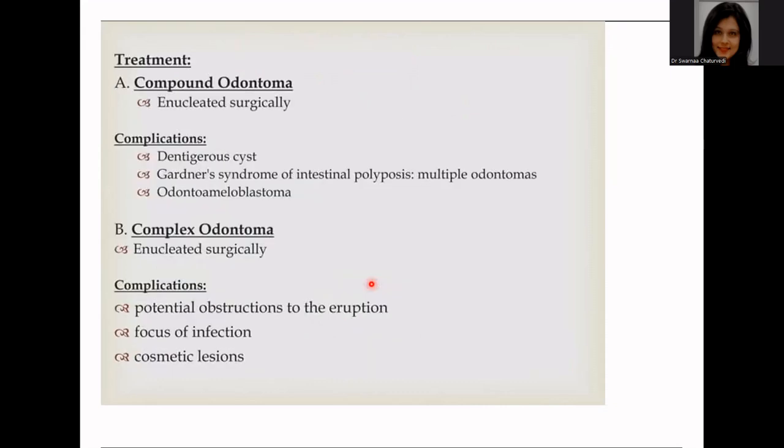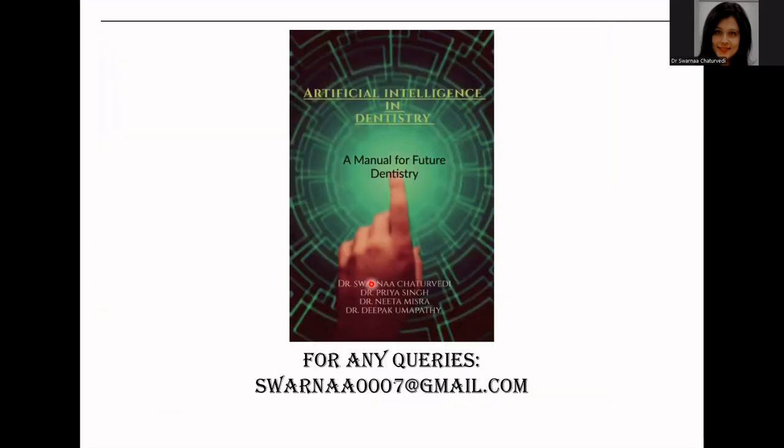Compound odontomas are treated by surgical enucleation, and the complications they have are dentigerous cyst, Gardner syndrome of intestinal polyposis, multiple odontomas, and odontoameloblastoma. Complex odontomas are also enucleated surgically. However, here the complications that we come across are potential obstruction to eruption, focus of infection, and cosmetic lesions.